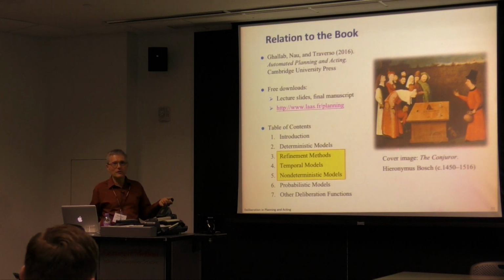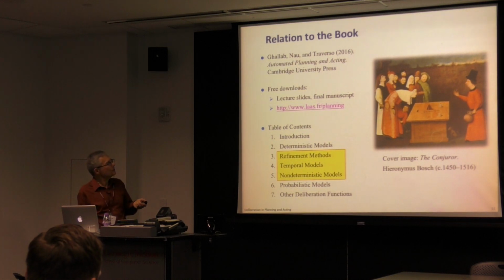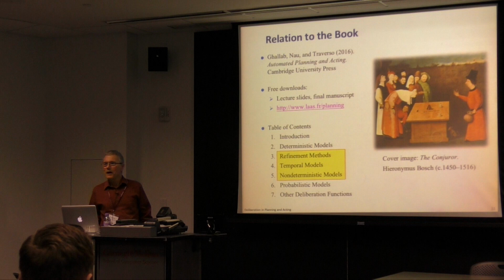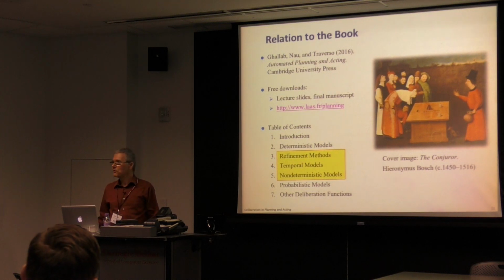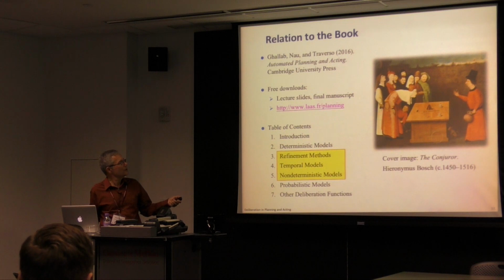Also, the cover of the book, people have sometimes asked about that. This is a picture called The Conjurer. It was done by Hieronymus Bosch in the 15th century. And the reason that we chose this, Malik Ghallab was the one who advocated this, and he talked Paolo and me into it. His point was, there's a lot of acting going on in this picture.